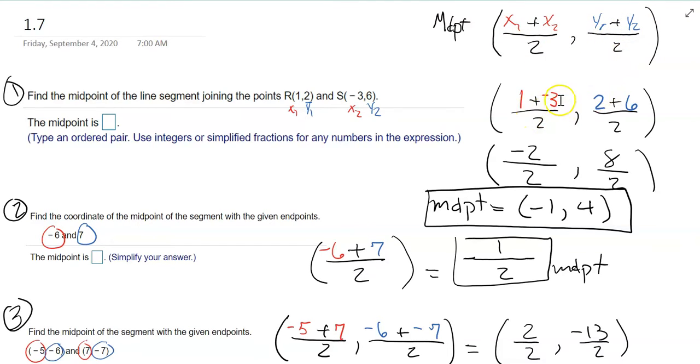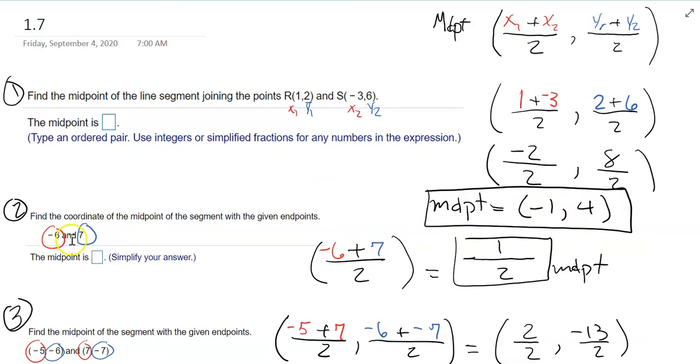So I simply take those x values, 1 and -3, add them to get -2, divide by 2 to get -1. And in the blue values, my y values, I have 2 and 6. I add them to get 8, divide by 2 to get 4. And this represents our midpoint, the x value as well as the y value.